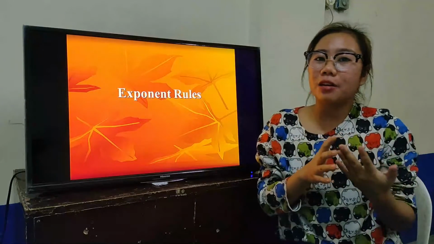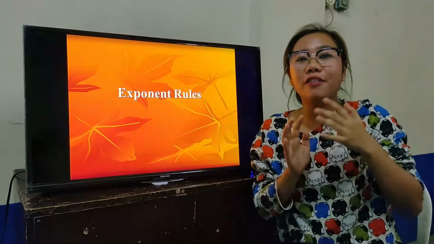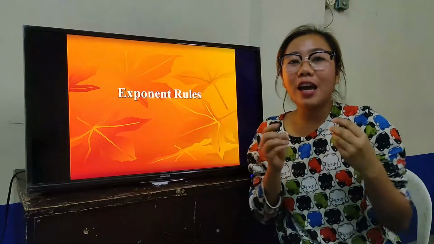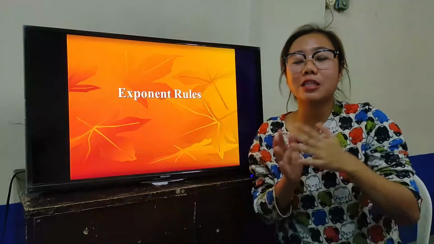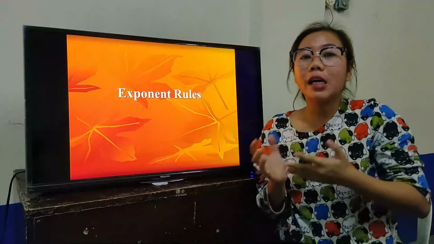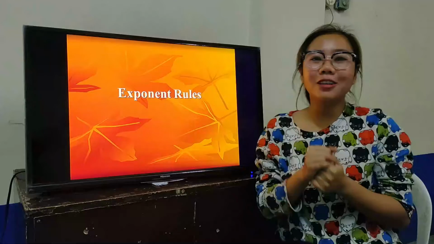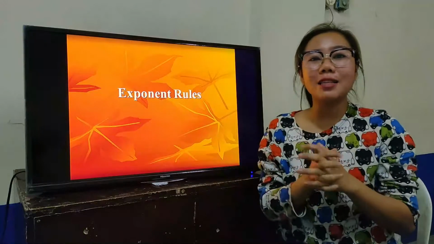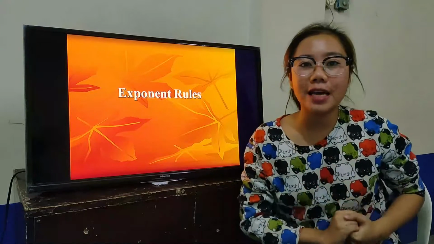Why x raised to 6? Because according to rule number 1, if we have two expressions that have the same base, we are going to add their exponents. Very good. So let's proceed to our rule number 3 of the laws of exponents.